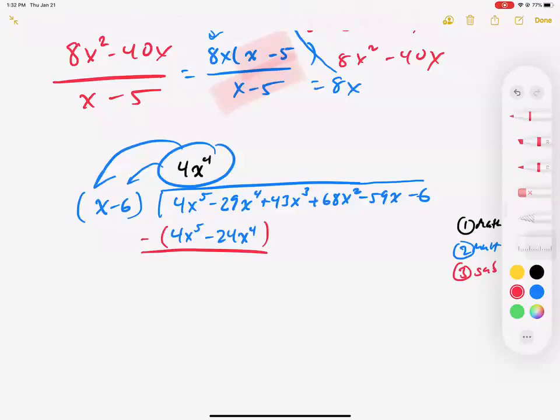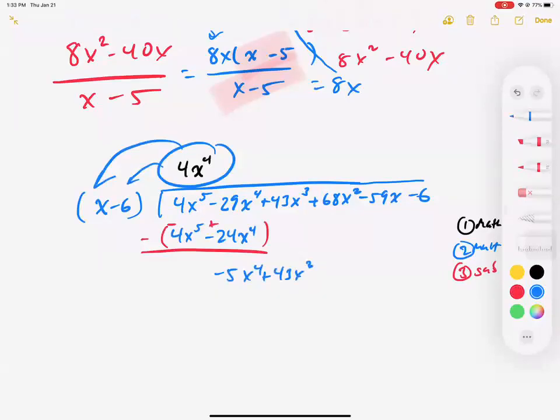Now, again, remember, write the signs on top. That's a negative and a positive. I can't stress how important this is. Yeah, Mr. Shaw, I'm never going to forget. Don't do it. You're going to forget. Trust me. And then we should end up with the 4's cancel out, and negative 29 and positive 24. Negative 29 plus 24 gives me negative 5x to the fourth. Bring down the next term.